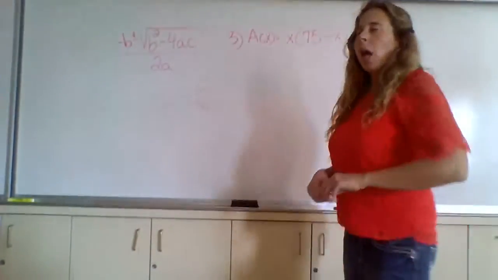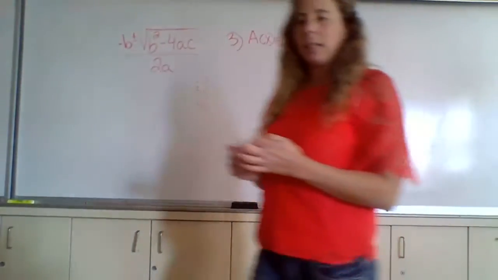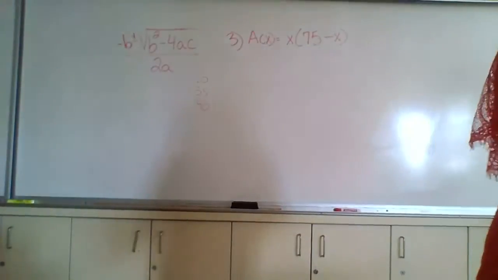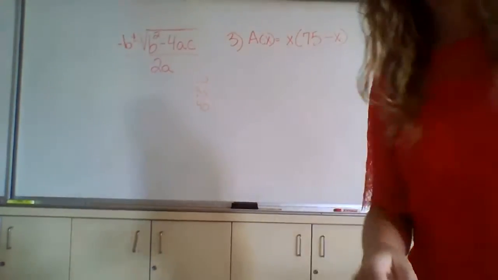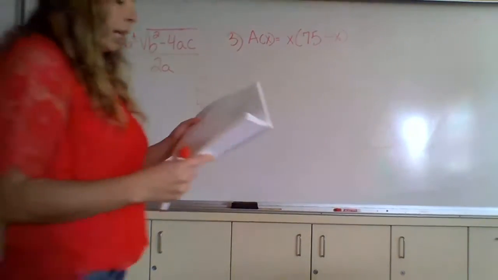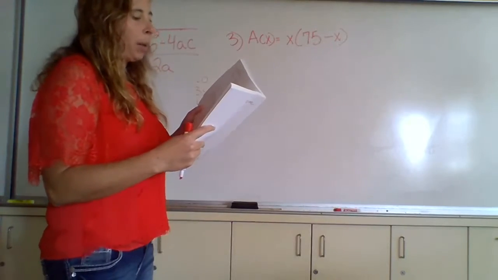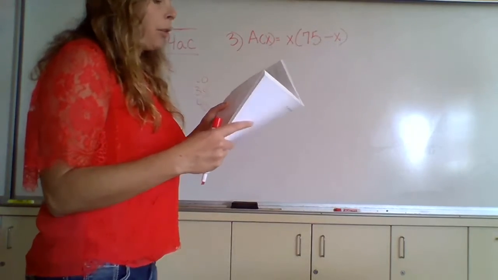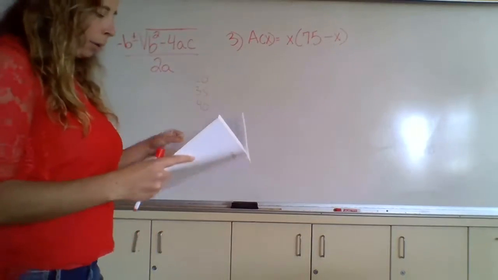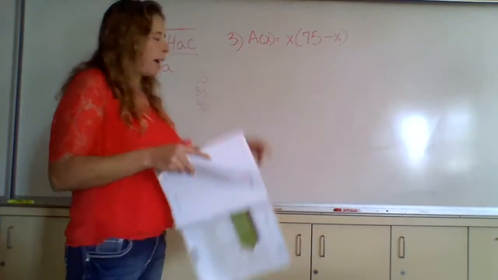So the first section on your homework. They give you an equation. The given functions provide the connection between... okay, whatever. So you're finding the following. I'm going to do number 3. A of x equals x times 75 minus x.